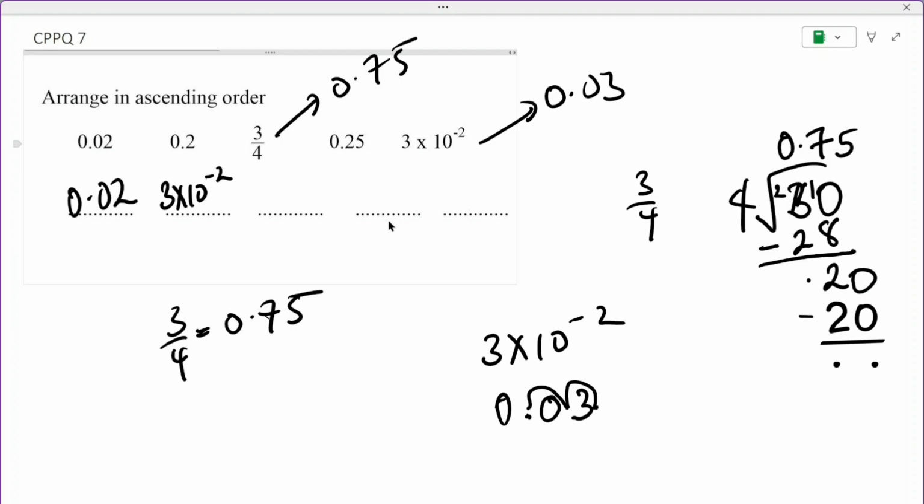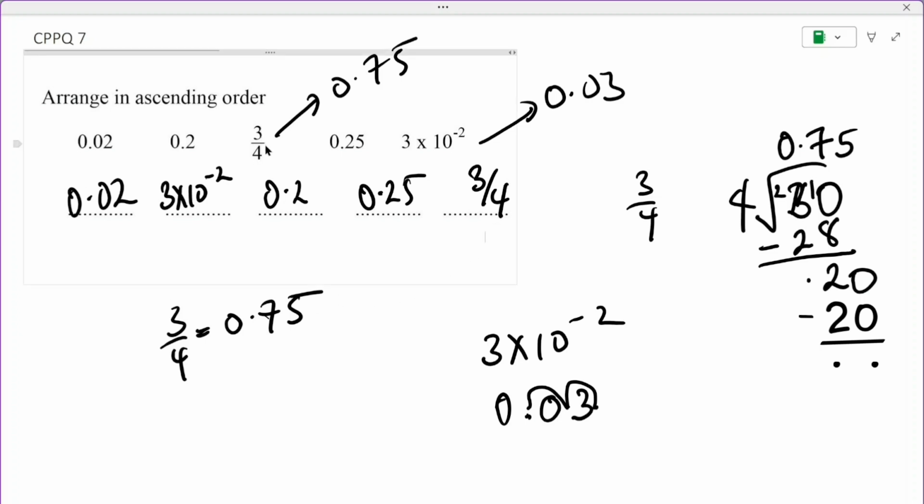We've taken these 2, we have these 3 left: 0.2, 0.25, and 0.75. Of the 3, 0.75 is the greatest. Of 0.2 and 0.25, 0.25 is greater than 0.2. So we have 0.2 first, since 0.25 has an extra 5 behind. We have 0.25, and the greatest is 0.75, which is also 3 over 4. So we have 3 over 4 behind.